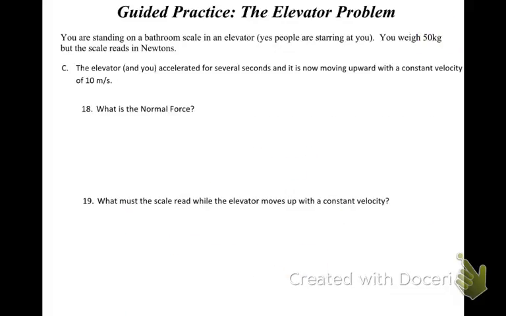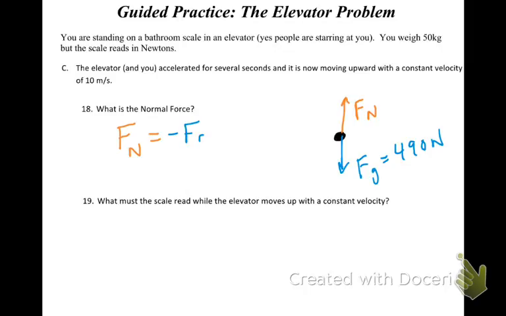So now, let's try question number 18. What is the normal force? Things you want to think about. Because we're dealing with equal and opposite forces, because we have our free body diagram over here depicting what is going on. We've got our gravitational force is equal to 490 newtons. Our net force is equal to 0. Therefore, our normal force, which is opposing our force of gravity, must be equal and opposite. So Fn must equal negative Fg. In other words, if we're dealing with a depiction here, our normal force must be 490 newtons in the opposite direction.